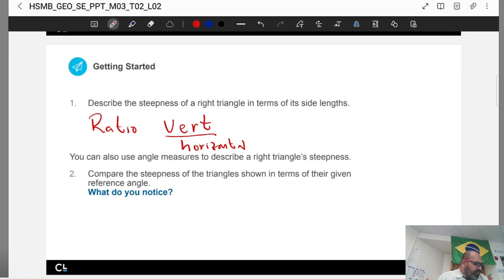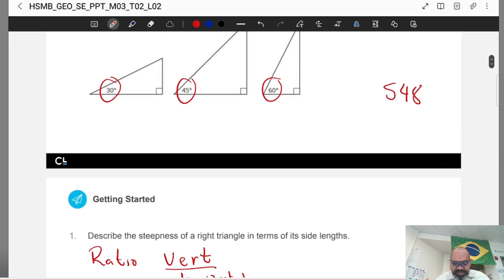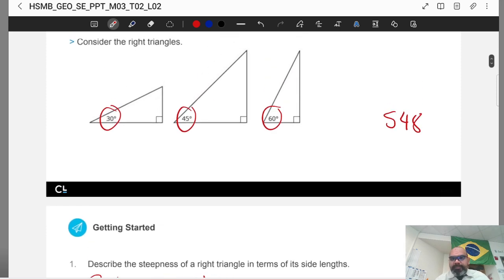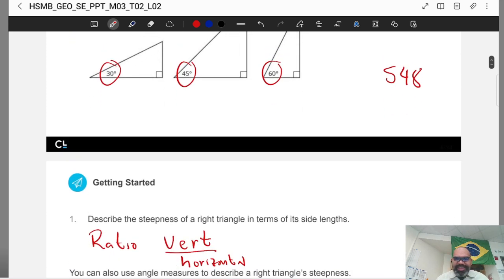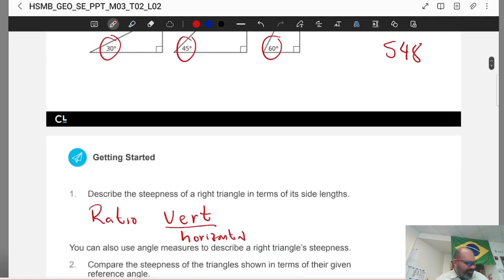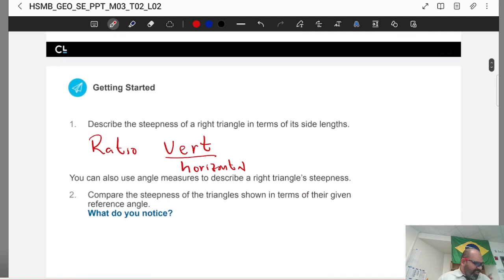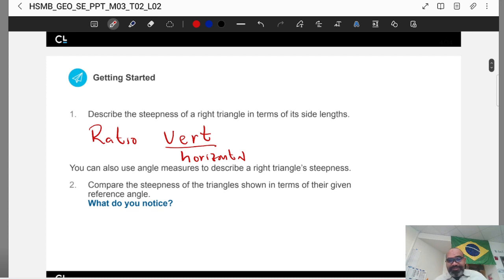Compare the steepness of the triangle in terms of the given reference angles. Remember the angles I told you before? 30, 45, and 60. What's happened? It's more steep as we raise the angle. As you notice, it's more steep. As we increase the angle, the steepness also increases.